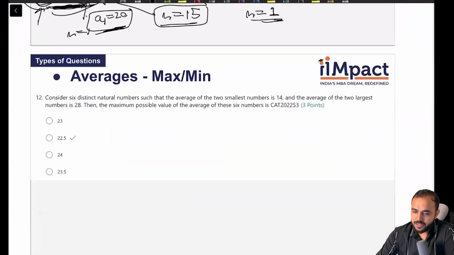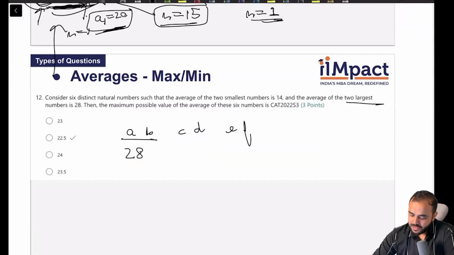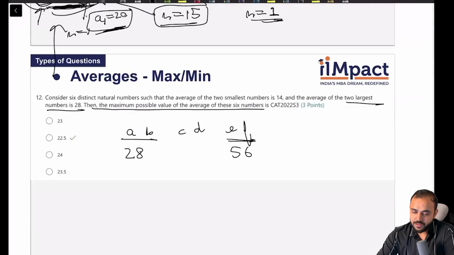Six distinct natural numbers, the average of the two smallest is 14. So A, B, C, D, E, F. This is your typical average max-min question. So not your 2023, not this, the very conceptual 2022 question. So A plus B is given to you as 28. The average of the two largest numbers is 28, so this plus this is given to you as 56. We want the maximum possible value of the average of these six numbers.